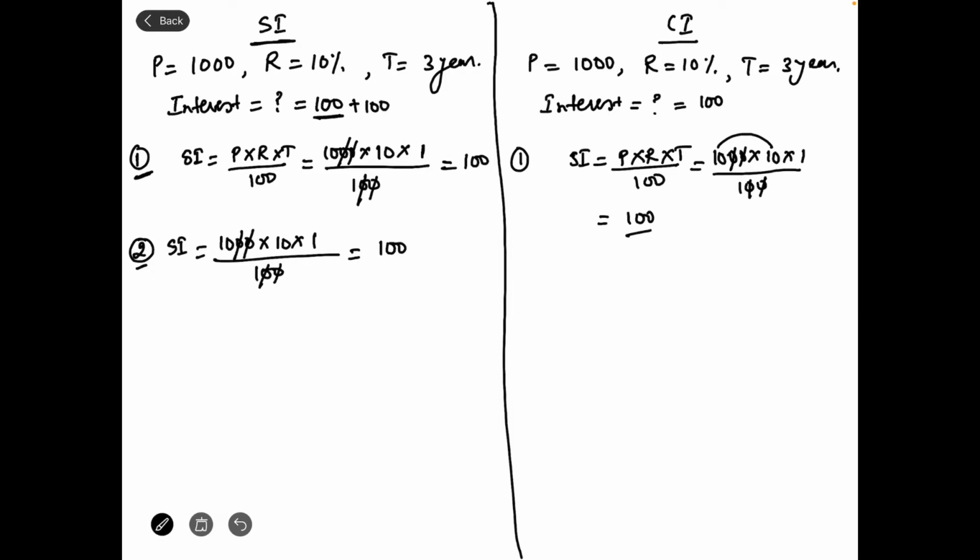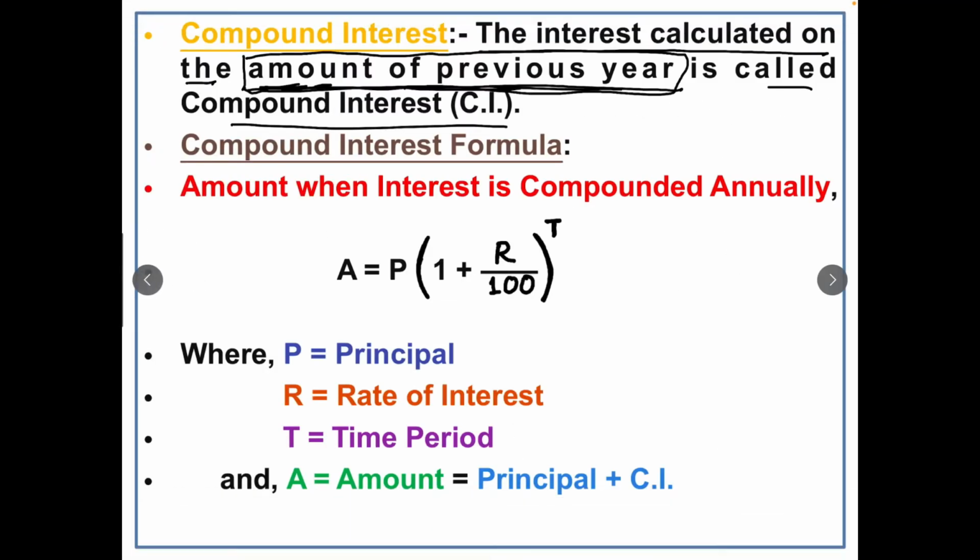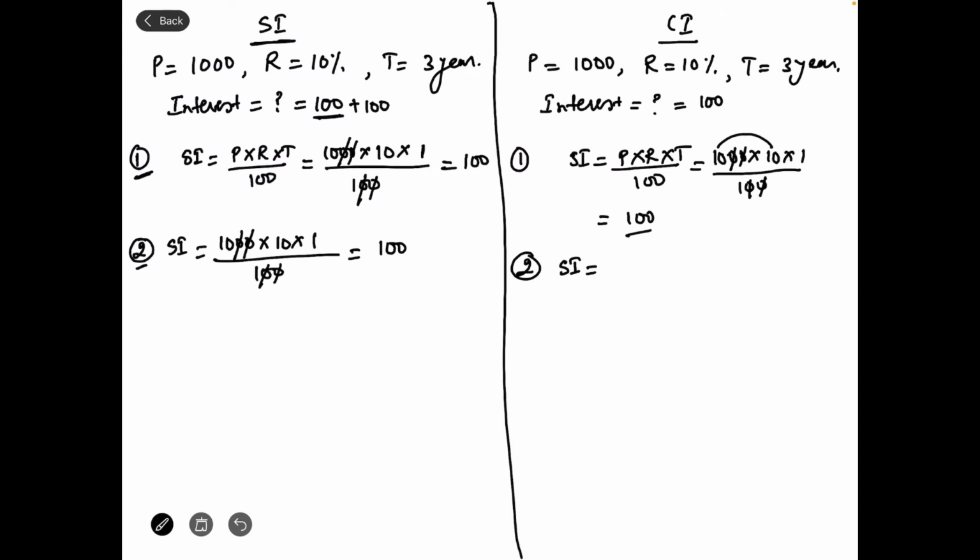Okay, now in case of compound interest, let's again use the same simple interest formula. Here, as the definition says, the interest is calculated on the amount of the previous year. Amount is the sum of principal and the compound interest. So as you can see here, the initial principal amount was 1000, and the interest of 1 year is 100 rupees. So now the principal amount here will become 1100. Okay, that's the difference between the two. In case of simple interest, the principal amount will remain the same for the entire duration of time, but in case of compound interest, the principal amount will be increasing after every year.